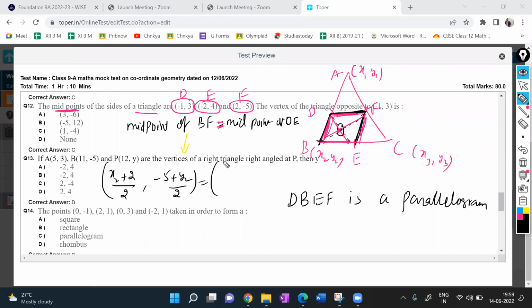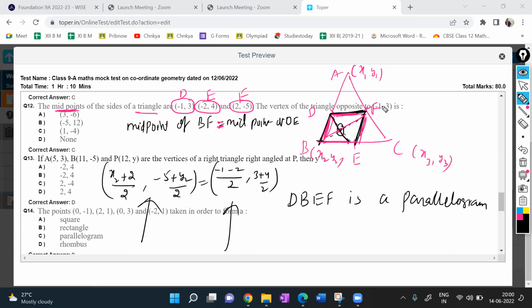What is D value? D value is minus 1, and so DE, right? DE, E value is what? Minus 2 plus... One second. DE, D is nothing but (minus 1 minus 2) by 2, (3 plus 4) by 2. Correct? Understood my point how I wrote? Yes. Guys, you understood how I wrote this?